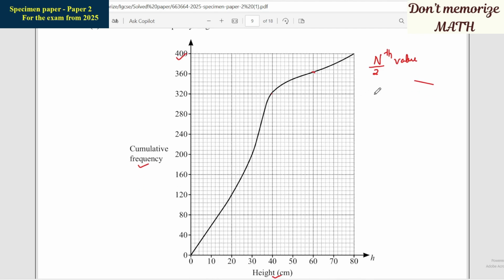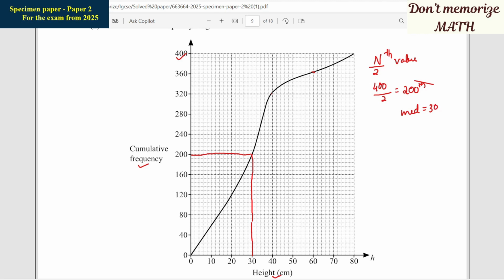To find the median, we will take N over 2. N is 400, so 400 over 2, that is the 200th value. That means use your ruler and pencil, and from 200 draw a line like this and see the corresponding height on the x-axis. So the median is 30.